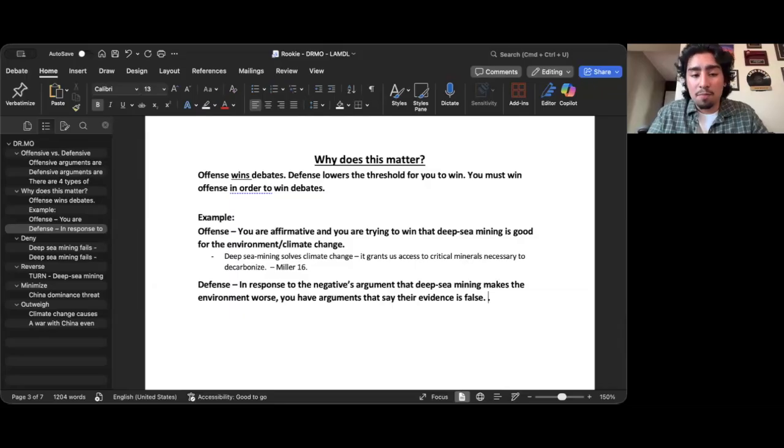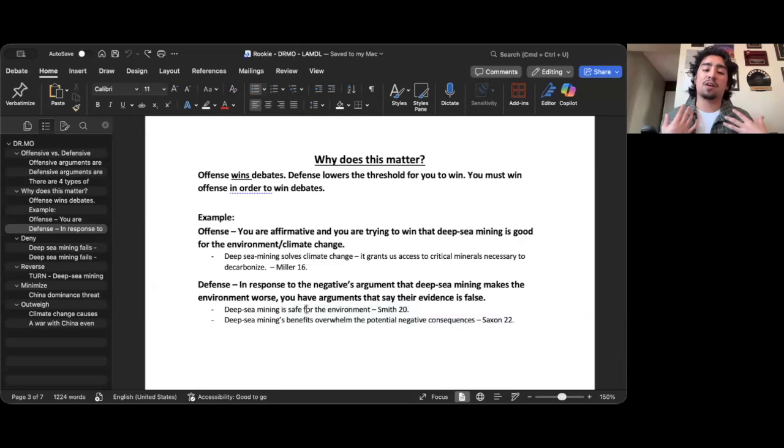chance of you winning. However, if you combine your offense with some defense against the negative's claims, you'll see that your argument is more robust and it allows your offense to take more of a center stage. The defense is just lowering the threshold for you to win that your offense is true. If you have offense saying that deep sea mining is good to challenge climate change, and then you couple it with defense saying that the technology is good, it's safe for the environment, the benefits overwhelm the negative consequences, then it's lowering the threshold for the risk of that offensive claim being true. So having a combination of offense and defense will help you win debates.